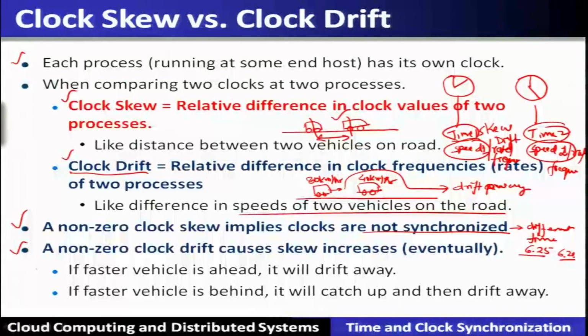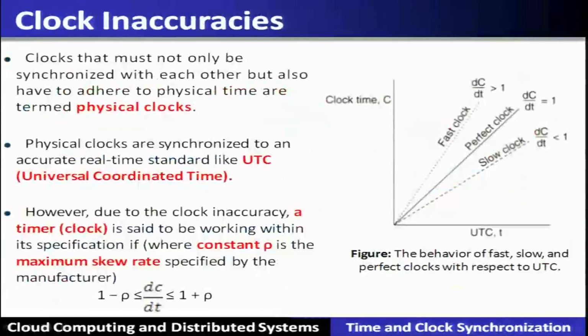For example, if a faster vehicle is ahead, then it will drift away, and if the faster vehicle is behind, then it will catch up and then it will drift away. So, having understood the clock skew and clock drift, let us see the clock inaccuracies.